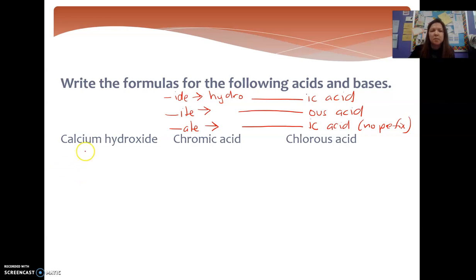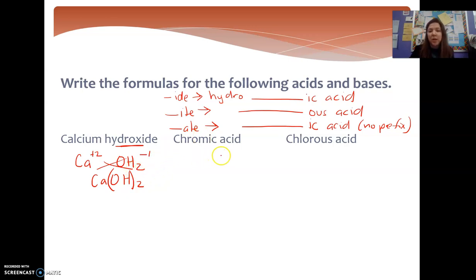Okay, naming acids and bases. So I've got calcium hydroxide. I know if it's hydroxide, it's a base. So just think about your components. Calcium, that's Ca, and it's got a +2 charge on the periodic table. And hydroxide is OH, and it's got a -1 charge. So when I swap and drop, bam, we don't count the ones. Your formula for calcium hydroxide, don't forget your parentheses, is Ca(OH)2.